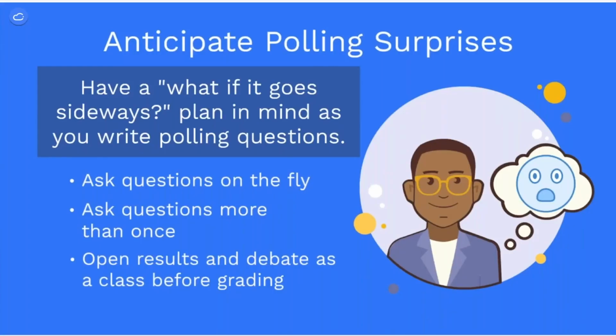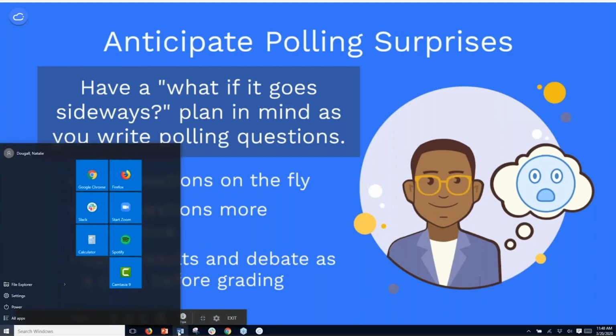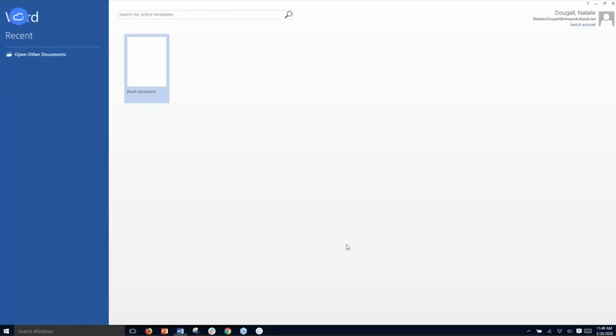When you're asking polling questions, you want to anticipate polling surprises. So if it all goes sideways, have something in mind. You ask your students a question and they all answer it incorrectly and you thought it was going to be an easy one. You can just go into Microsoft Word and quickly ask a question on the fly.